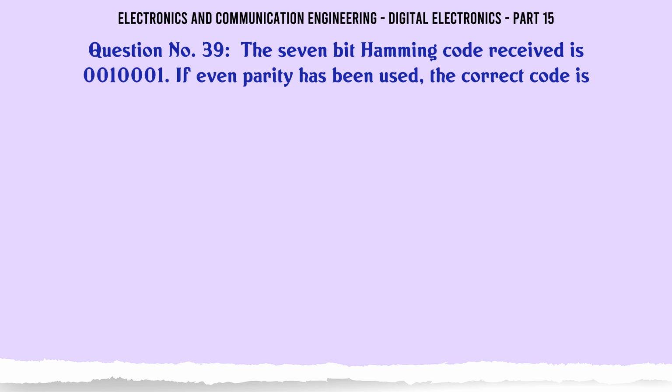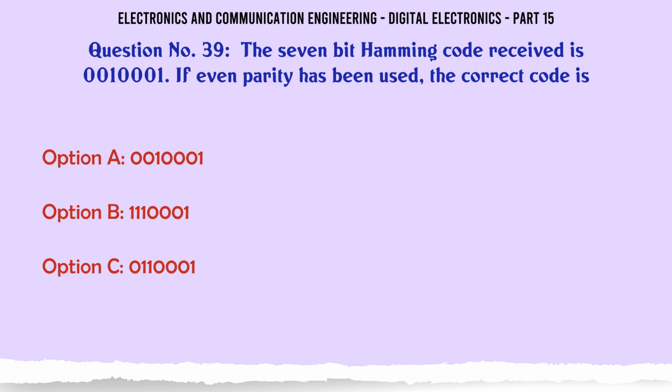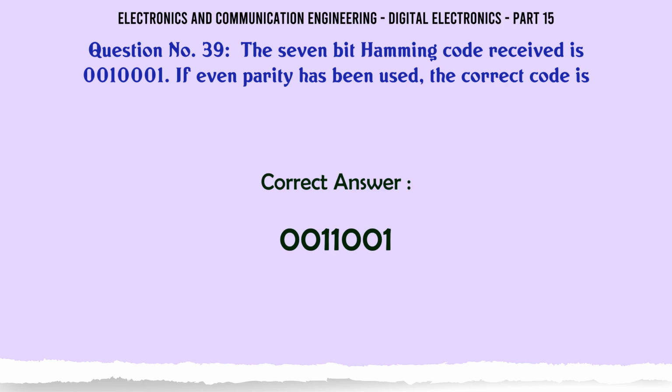The 7-bit Hamming code received is 00100001. If even parity has been used, the correct code is A. 00100001, B. 11100001, C. 01100001, D. 00110001. The correct answer is 00110001.